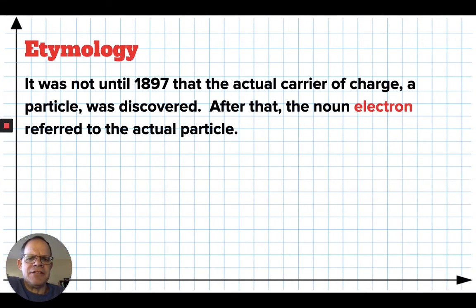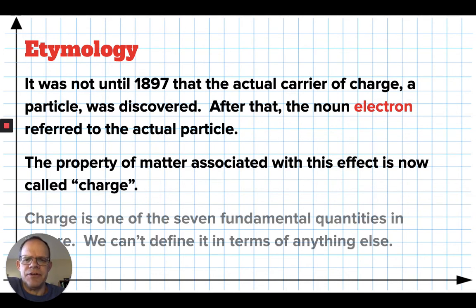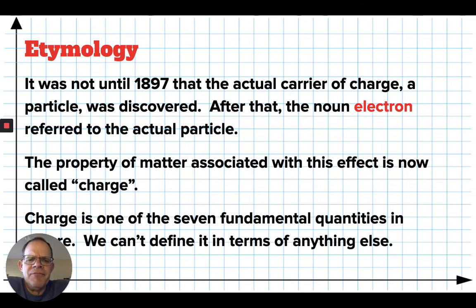In 1897, the actual carrier of charge, a particle, was discovered, and after that we use the noun electron to refer to this particle. But that's kind of where the word comes from. Kind of interesting history there. Now, this property of matter that's associated with this fact we call charge. And so an electron is a carrier of charge, but charge is the property. And there are 7 fundamental quantities in nature that we can't define in terms of anything else. And charge is one of them.